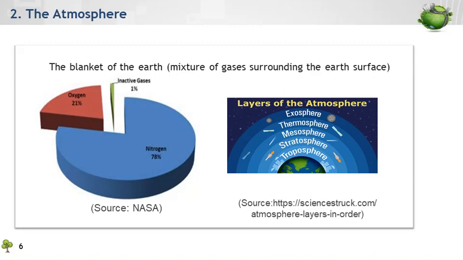The major gases that make up our Earth's atmosphere are nitrogen gas and oxygen gas, which account for about 78% and 21% of the total atmospheric mass respectively. The remaining 1% is made up of trace gases, which include some inactive gases and greenhouse gases.